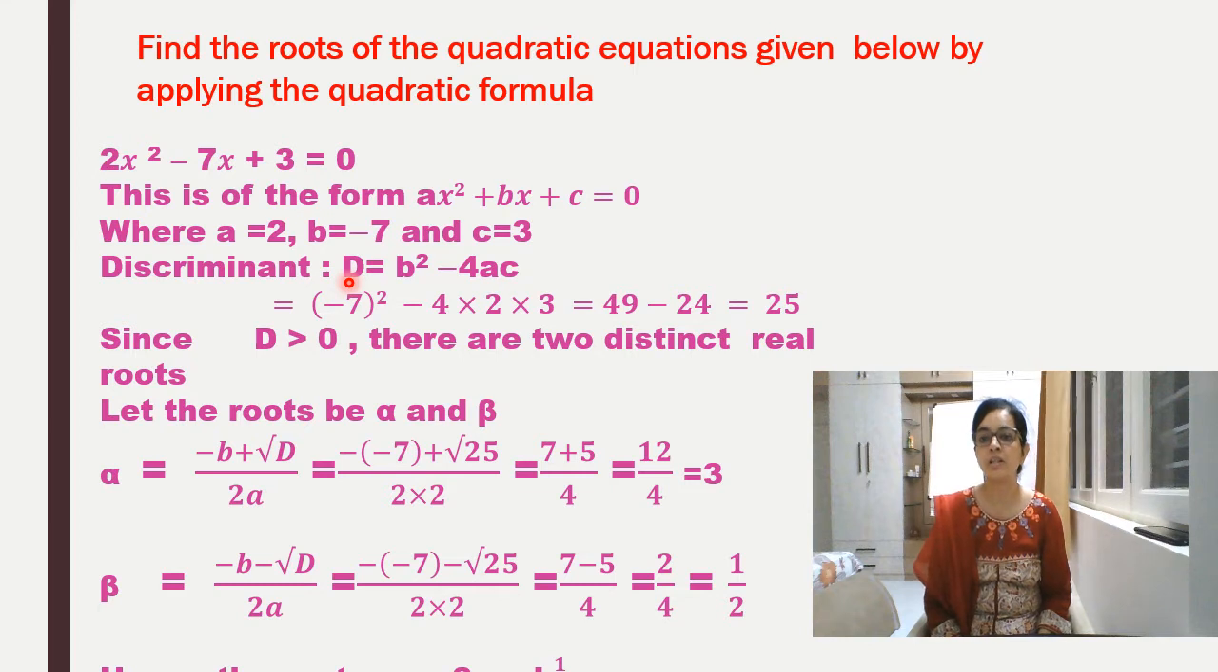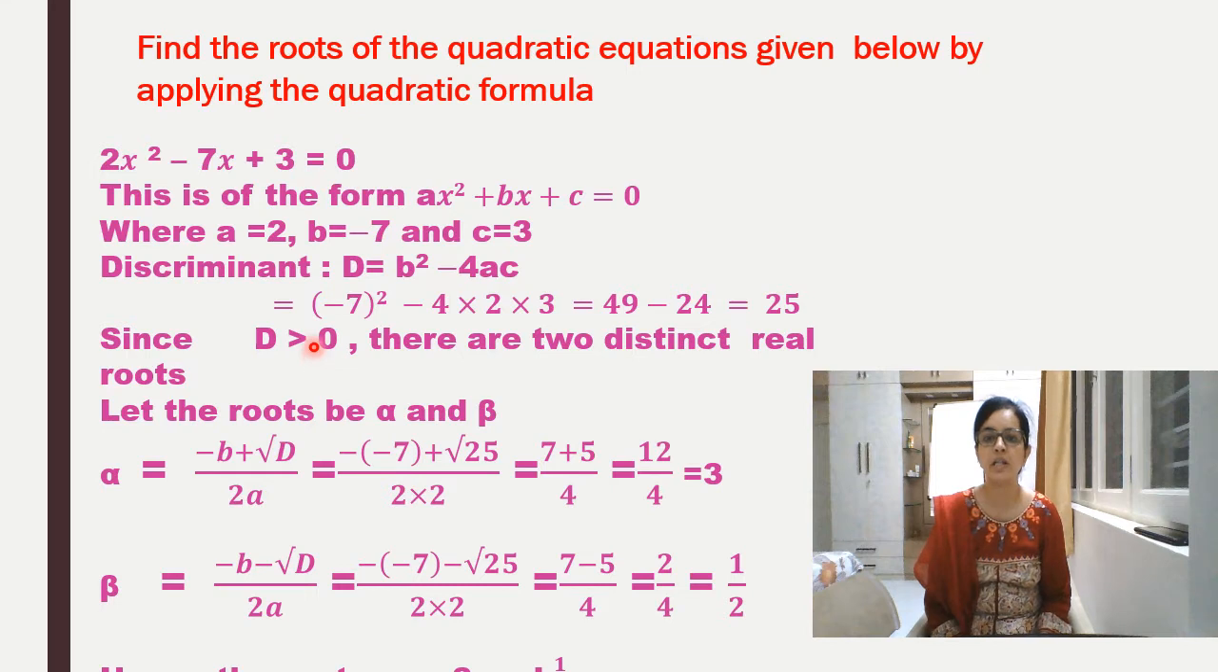In the first step you have to find out the discriminant. If it is greater than or equal to 0, then only you must go for the further steps. Otherwise, if b squared minus 4ac is less than 0, then it will not have distinct real roots. So the first step is to find out D.